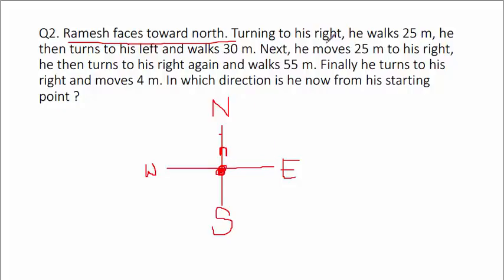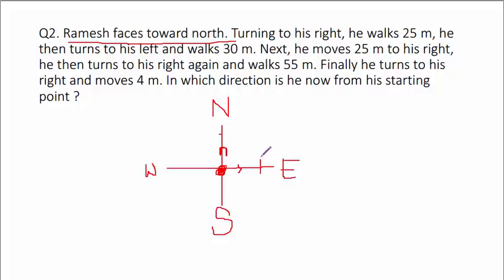Now he walks 25 kilometers to his right. So his right is the west direction. So he travels 25 kilometers, 25 meters, sorry. So this is his final point. Suppose this length is 25 meters. Now he turns to his left and walks 30 meters.